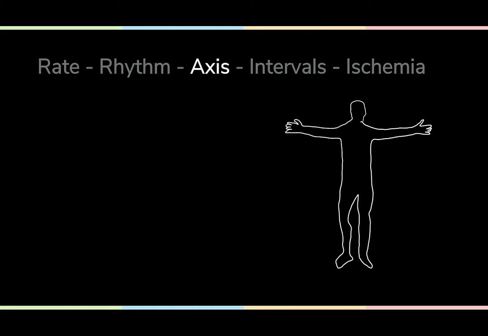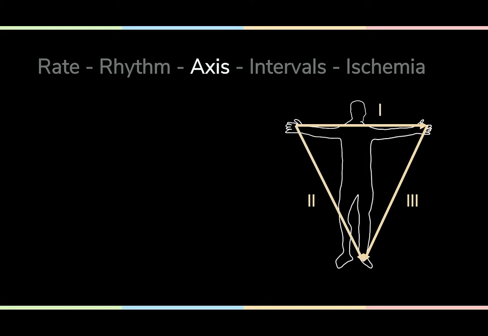So let's talk about some limb leads. They go from the patient's right to the patient's left, and that limb lead is called lead 1. There's another limb lead that goes from the patient's left arm to the foot. That's limb lead 3. And then limb lead 2 goes from the patient's right arm to the foot.